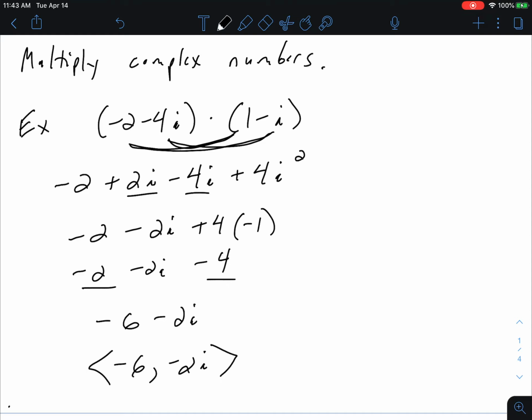Okay, you can also write that out in component form, which is just going to look like that. So either one there, this one's called rectangular form. And this one would be component form. Okay, and that's really all you have to do. So really nothing new. Same math as you have always done, with the exception that when you see that i squared, you're going to want to substitute a -1.